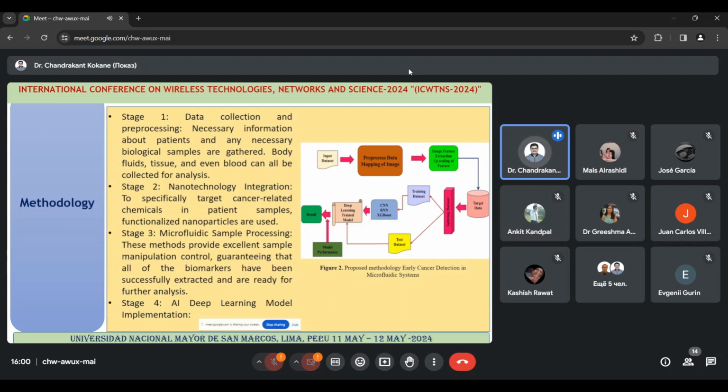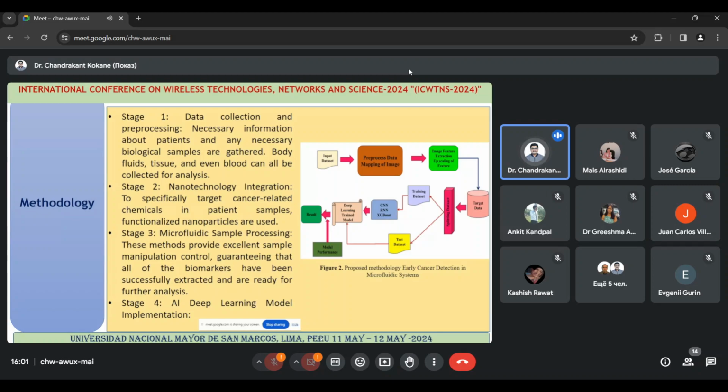What is segmentation? We are not interested in the complete image; the contour is considered, and from that contour the features are extracted. Then we come to stage number 3, microfluidic sample processing. Once we have the contour, it is taken into consideration here. The samples combined with nanotechnology can be processed quickly and precisely using microfluidic systems. This gives excellent sample manipulation control. The same information is represented using biological samples, and the features are extracted from them.